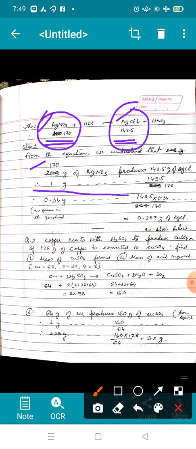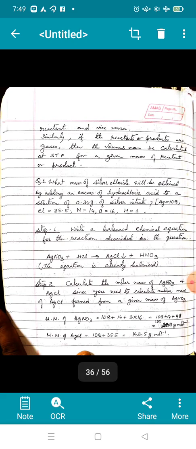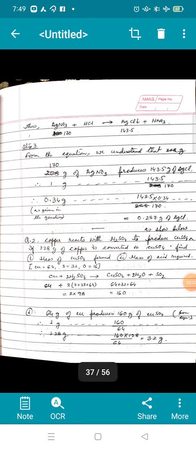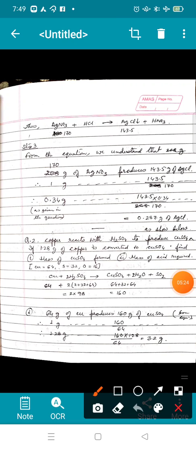Now in the question, how much AgNO3 is given to us? The amount of AgNO3 given is 0.34 gram. So now we have to calculate from 0.34 gram how much AgCl will be formed. So the third step is 0.34 gram of AgNO3 will give us how much AgCl, and after the calculation I most probably will get 0.287 gram of AgCl. Hopefully the calculation is correct. So that's all about the first question. Let's check the next question.